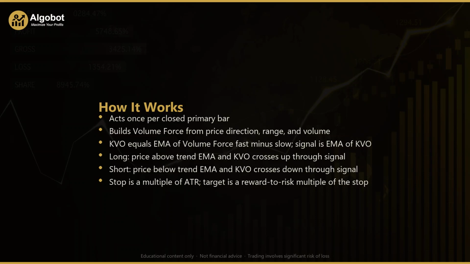Risk is managed with the average true range. The stop loss is placed a multiple of ATR away from entry, by default 1.5 times. The take profit is set as a reward to risk multiple of that stop distance, by default 2 times, so the target sits twice as far away as the stop. Only one position per magic number is held at a time, and a spread guard blocks new entries when trading costs are unusually wide. The ATR-based stop breathes with volatility, widening in fast markets and tightening in calm ones. Every exit is handled automatically by that stop and target.